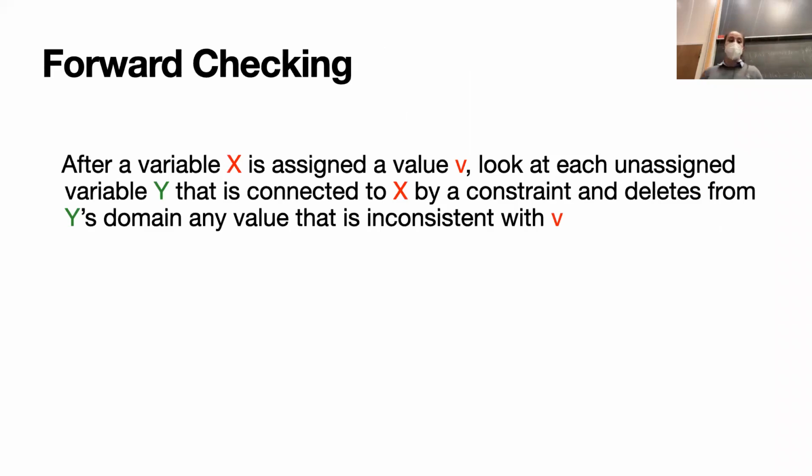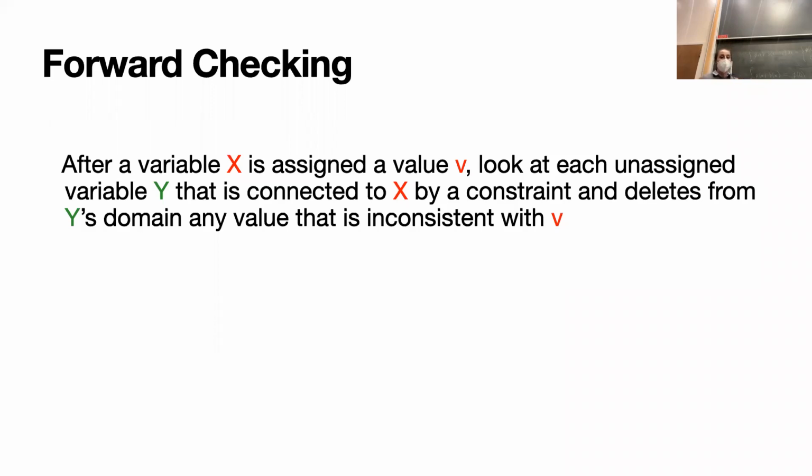One way to do constraint propagation is what's called forward checking. I'm pretty sure when a lot of you were playing Sudoku, a lot of what you were doing was forward checking. So what is that process? That means after a variable X is assigned, after we give X a value of B, we are going to look at everything that's connected to X, just like we saw in the example before.